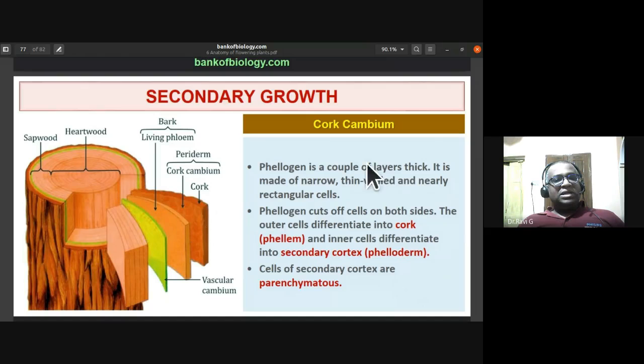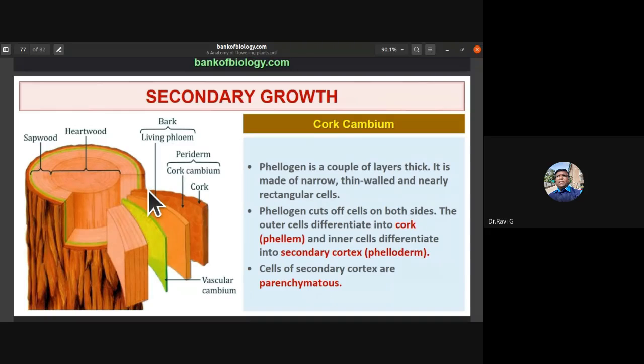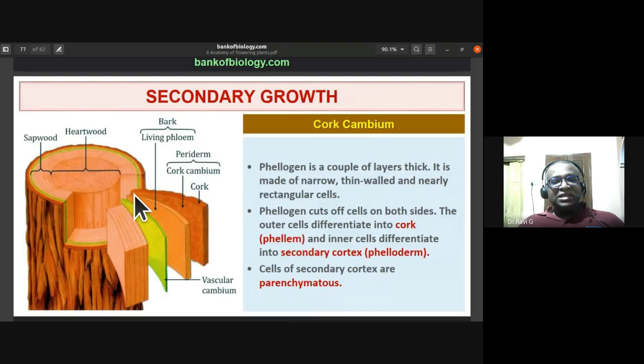So phellogen is a couple of layers thick. It is made up of narrow, thin-walled, and nearly rectangular cells. So phellogen or cork cambium cuts off cells on both sides. The inner cells differentiate into secondary cortex, which we call phelloderm, and the cells of secondary cortex are parenchymatous. On the outer side, the cells differentiate into cork or phellem, and on the inner side they develop into secondary cortex or phelloderm.